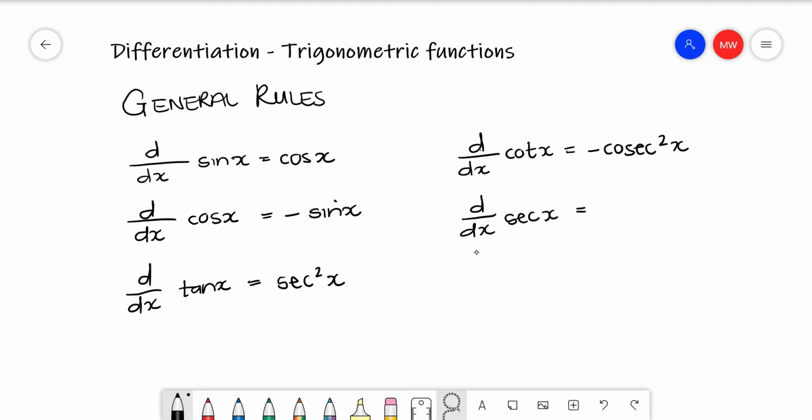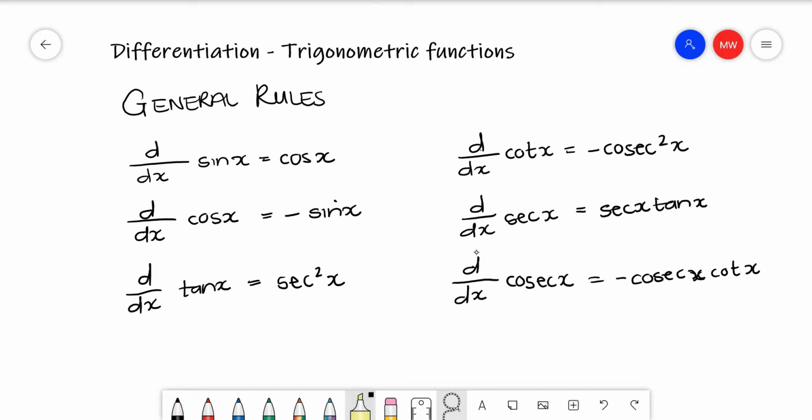secant x is equal to secant x times tangent x, and lastly d dx of cosecant x is equal to negative cosecant x times cot x. Okay, so these are the general rules.